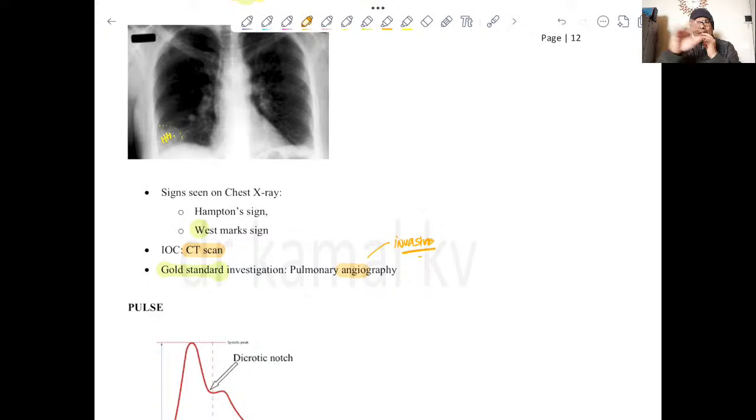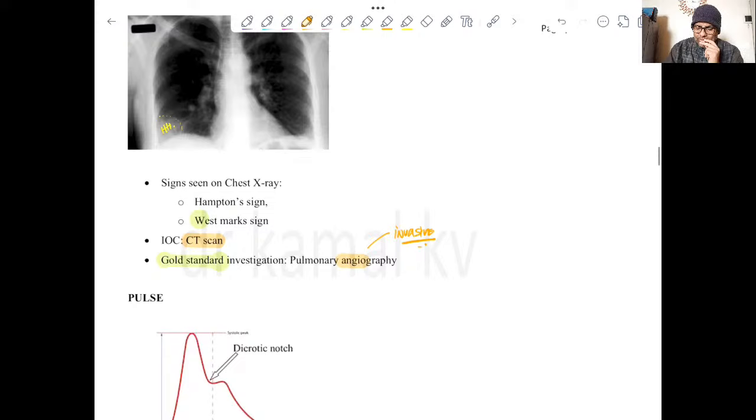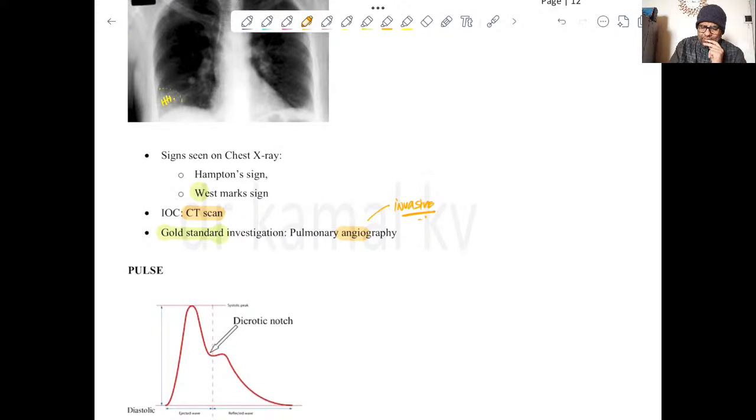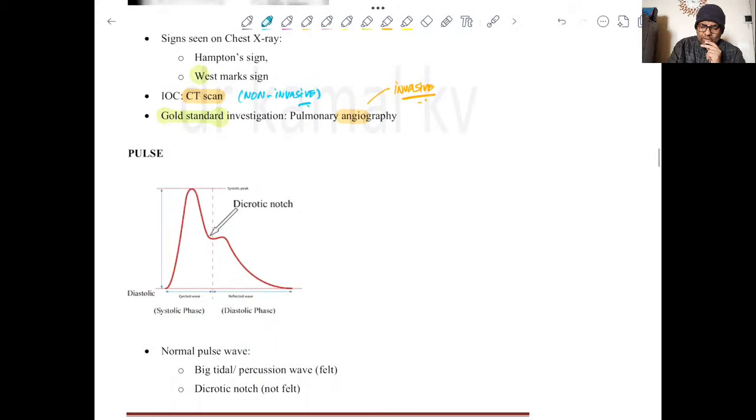So we can study the entire pulmonary tree and we can locate the embolus. Clear? So gold standard is pulmonary angiography, but we prefer doing a non-invasive CT scan, which gives us valuable results. So why go for an invasive thing? Now moving forward to pulse.